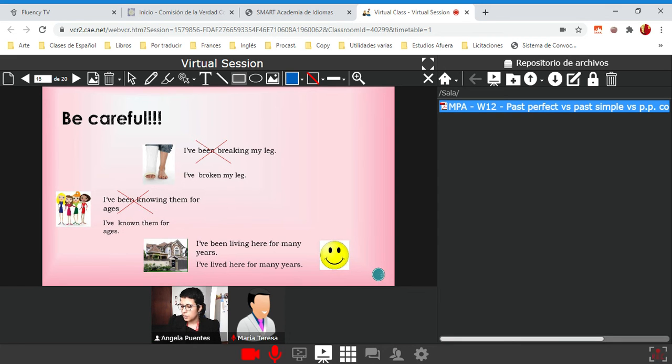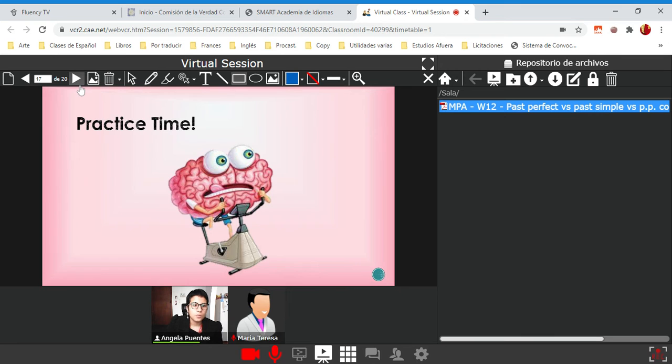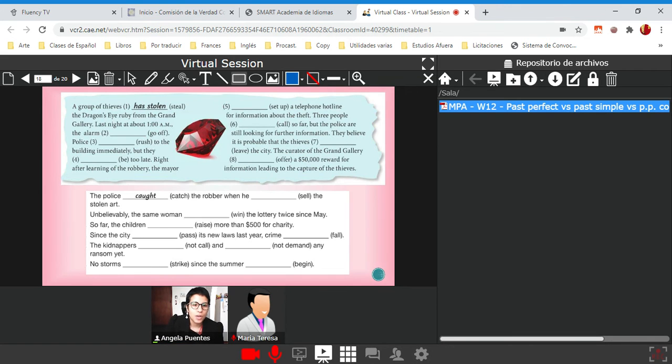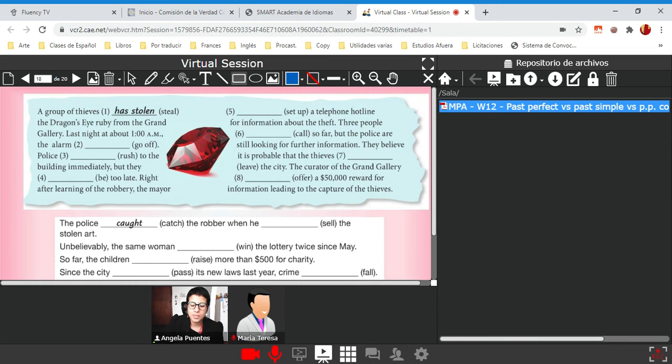Okay. Good. So we're gonna practice. Okay, practice time. So we're gonna make the exercises for the brain. So we have the first exercise. The first one is only present perfect with simple past.